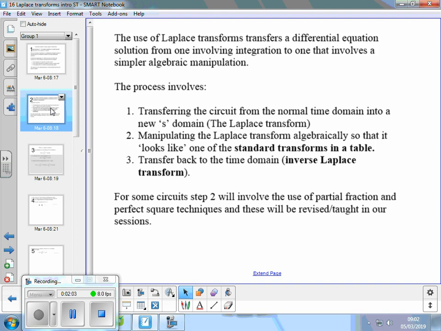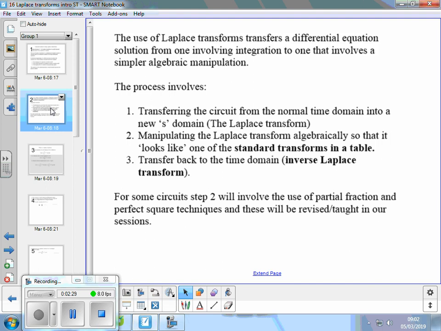In using Laplace transforms, you transfer a differential equation solution from one involving integration to one that involves simpler algebraic manipulation. That's if you're good at algebra. But all maths requires you to be good at algebra.